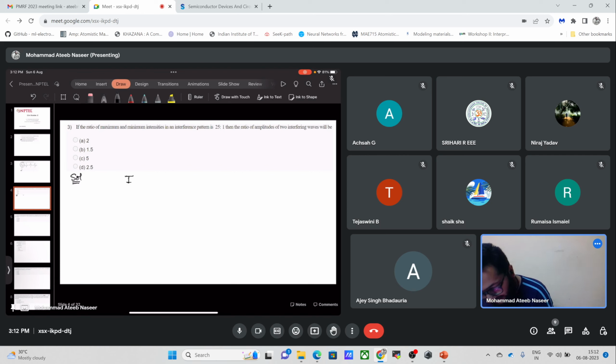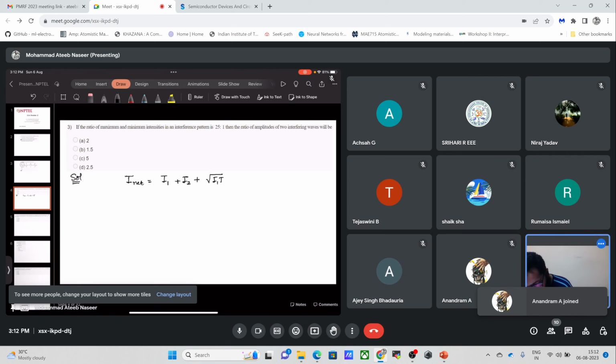this net intensity is defined by I1, where I1 is an intensity and I2 is also an intensity, and these two intensities are interfering with each other with some angle.